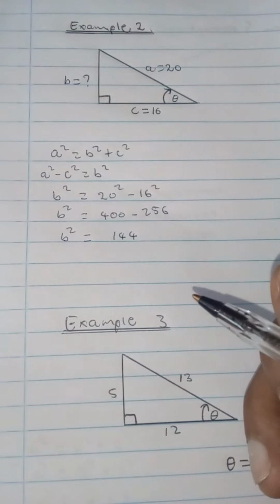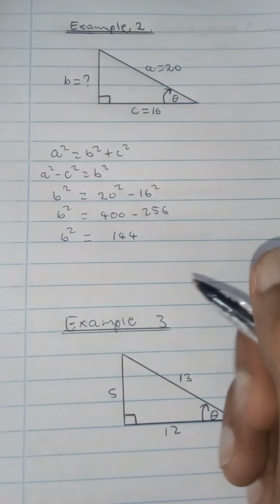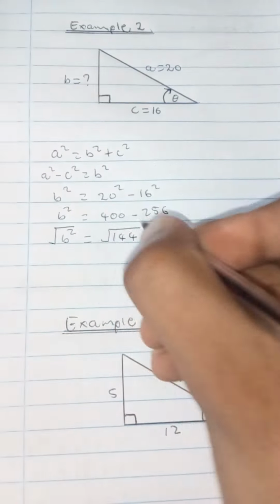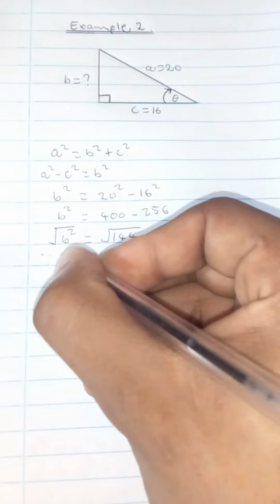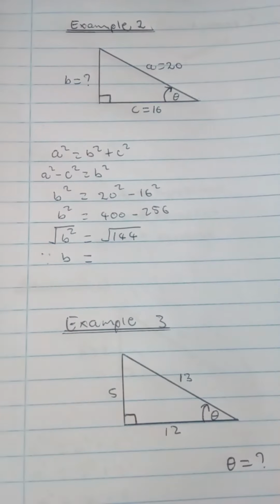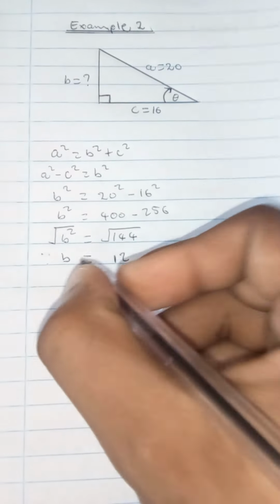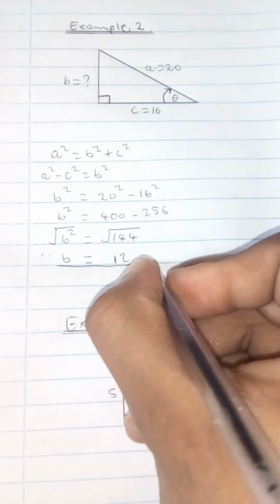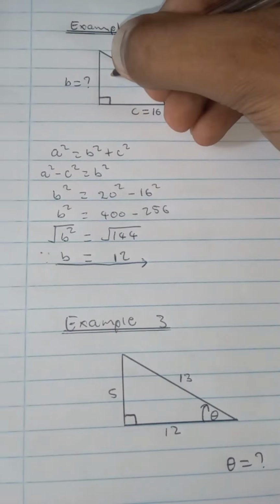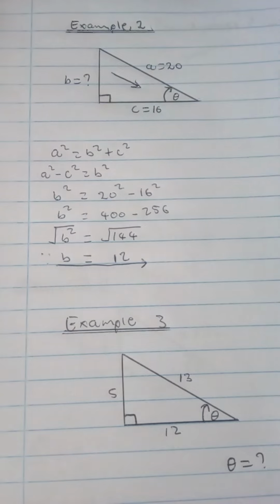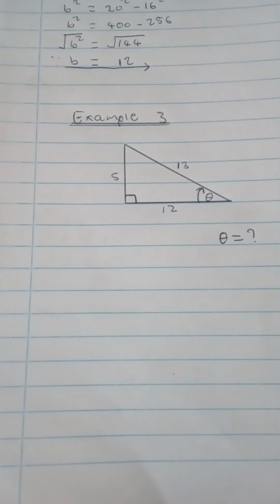So what we need to do at this point is put a square root on both sides. So here we have the square root of b squared and the square root of 144. Therefore, we're left with b is equal to the square root of 144, which is equal to 12. And that is how we find the opposite side. And now we know how to find the hypotenuse and the opposite side, and we can use the same method to find the adjacent side.